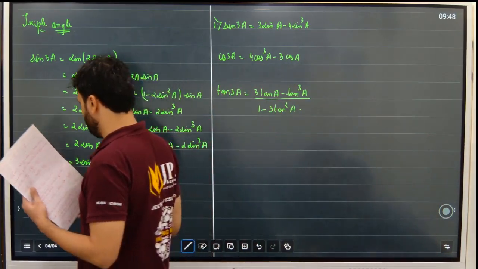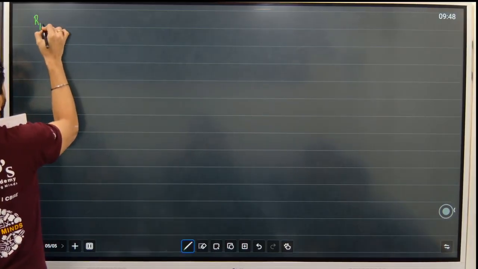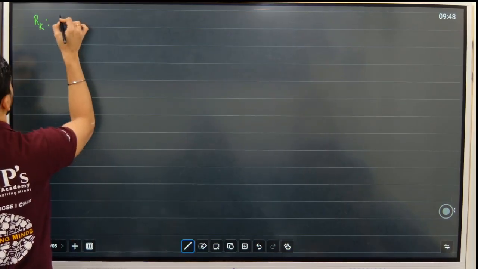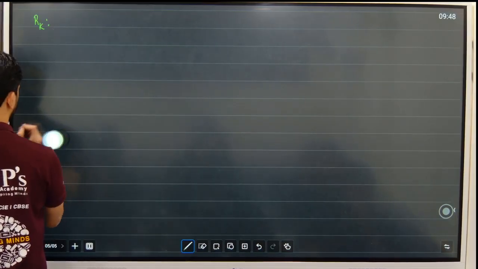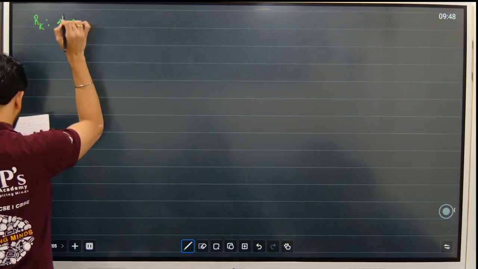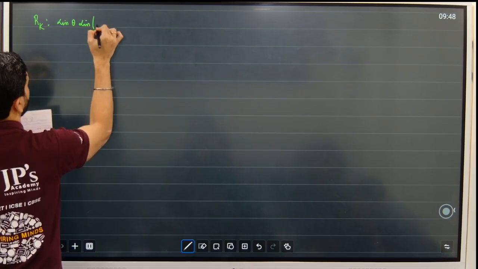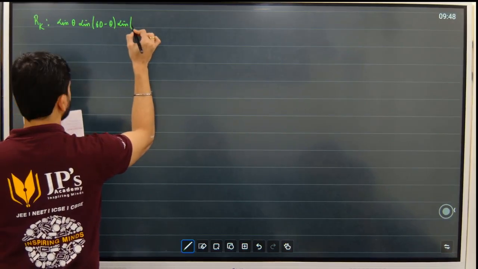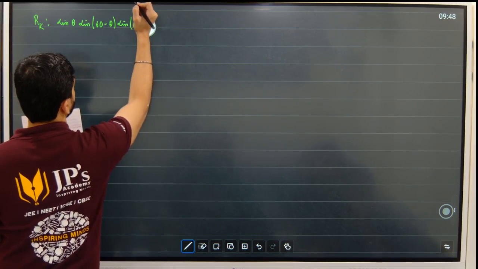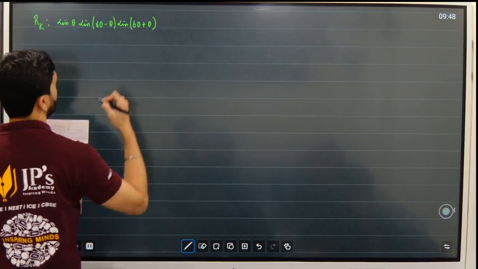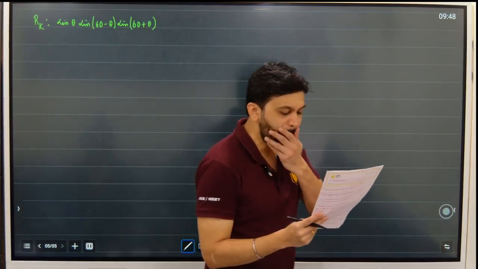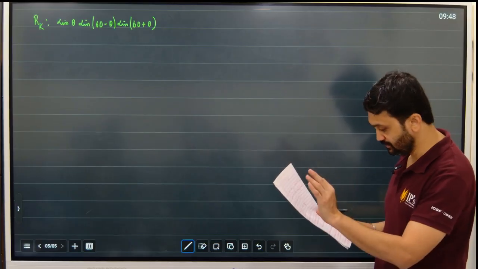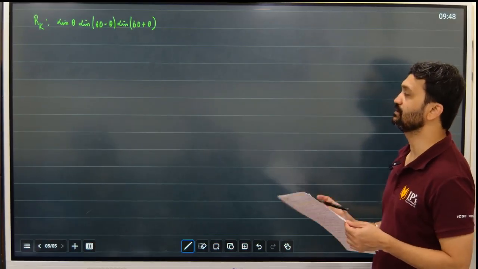Now, there are certain things as remarks that we'll be treating. जो sums है, we'll solve this too. Sin theta, sin(60 minus theta), sin(60 plus theta). Okay, they have given me sin theta, sin(60 minus theta), sin(60 plus theta).